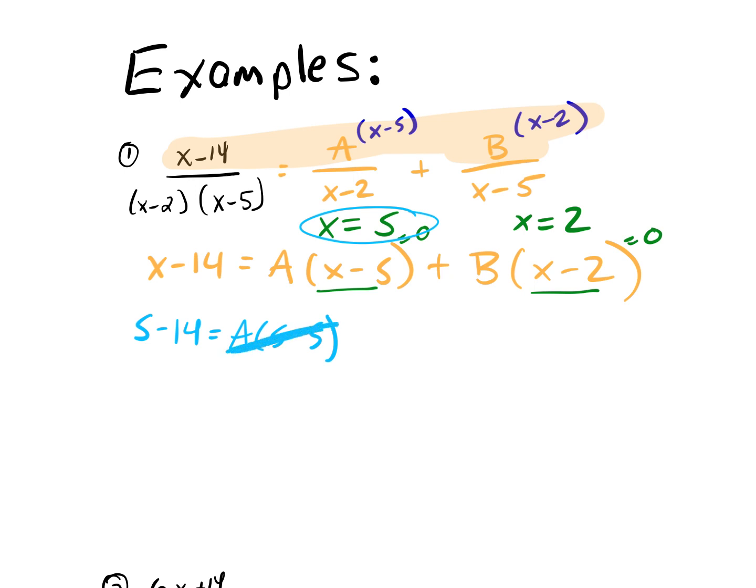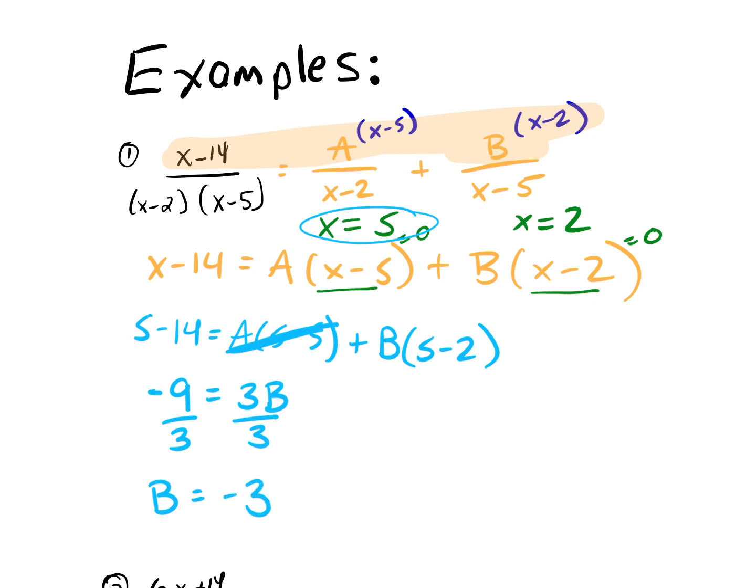So the A goes away, plus B times 5 minus 2. So 5 minus 14 would be negative 9 is equal to 5 minus 2 is 3, so this would be 3B. To solve for B, we divide by 3. So B is equal to what? Negative 3.